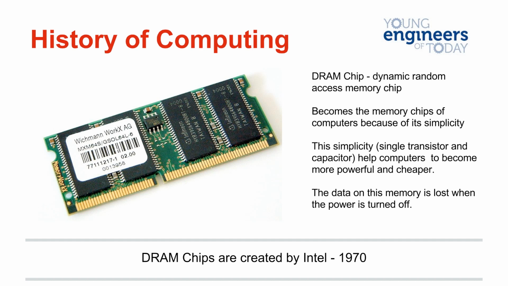The data on this memory is lost when the power is turned off, though. The first memory chips would only be useful for what you had on right now, but if you turned things off, you lost it. So it had to have power. Kind of like alarm clocks that when they lose their power, you have to reset them. I mean, it's a way of looking at it.